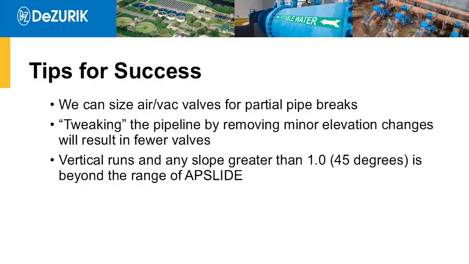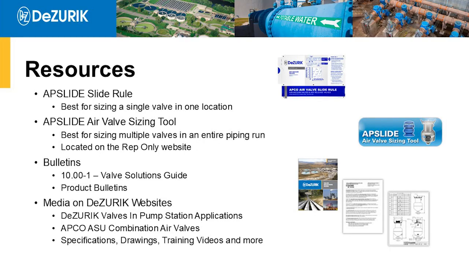Another thing that you should be aware of is this is meant for pipe runs that slope no greater than 45 degrees, or if you calculate the slope, that's 1.0. That's beyond the range of APSLIDE. You'll still get an answer, but it may not be exactly accurate. Also, when you're sizing valves for vertical runs, like in vertical turbine pumps and so forth, come to us for those. Don't use the APSLIDE program. But for any of these reasons, we can help. Give us the data. That's really the message here.